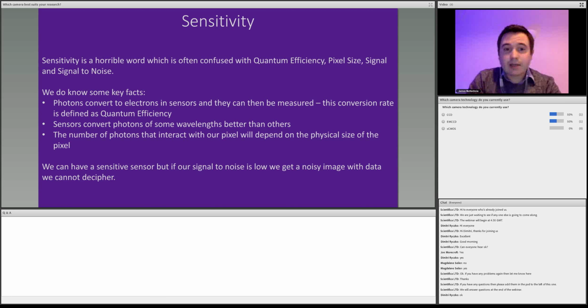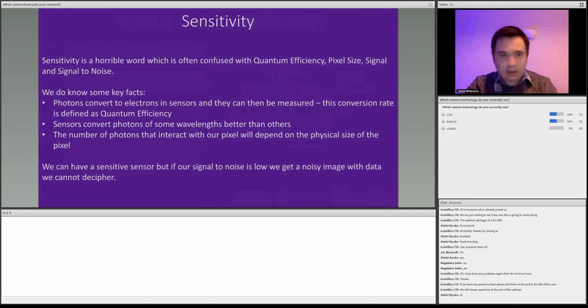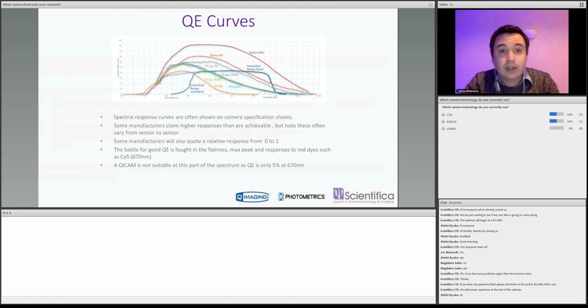We can have a sensitive sensor, but if our signal to noise isn't good enough, it's still not good enough. We speak about quantum efficiency, and I am well aware, by the way, that I am speaking very quickly, going through a lot of this in a lot of detail. We normally run this as a two-day course, so we've picked out the best bits and are trying to give an overview. But if there are bits that you would like more information on in the future, then please contact us as well.